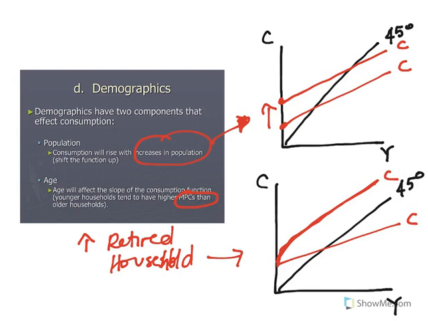So again, if we're talking about population, then we're actually talking about shifting the consumption function. But if we're talking about differences in the age makeup of your population, we're talking about possibly altering the slope of your consumption function because the MPC is going to change.